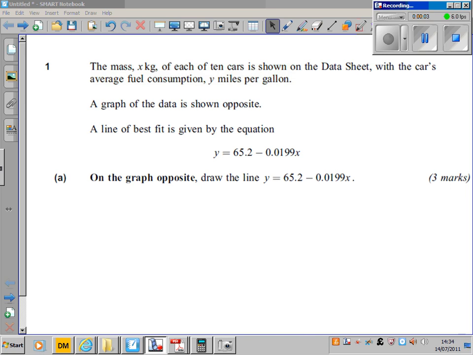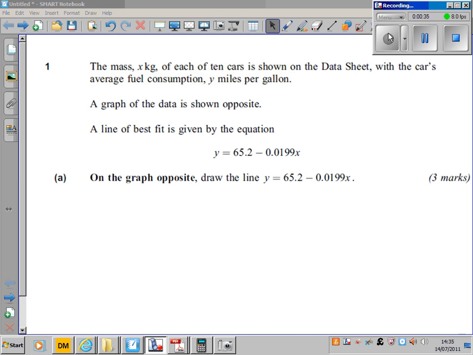This is the June 2010 Algebra pilot paper for Use of Maths. Question number 1. The mass, x kilograms, of each of the 10 cars is shown on the data sheet with the car's average fuel consumption, y miles per gallon. A graph of the data is shown opposite. A line of best fit is given by the equation y equals 65.2 minus 0.0199x. Part A of the question: on the graph opposite, draw the line y equals 65.2 minus 0.0199x.